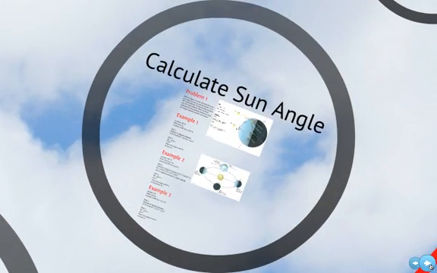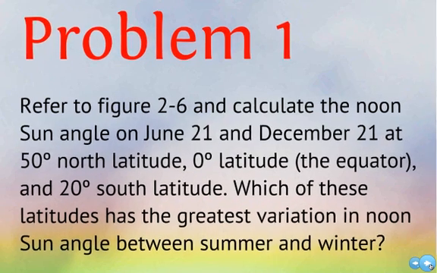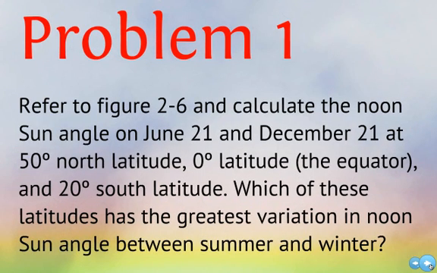The next part will involve some slightly more complicated calculations. You will actually be calculating the sun angle yourself for various locations during the winter and summer solstices. You'll be working through problem 1 in the book. Along with being in the book, the text of the problem can be found in this presentation and on Blackboard.